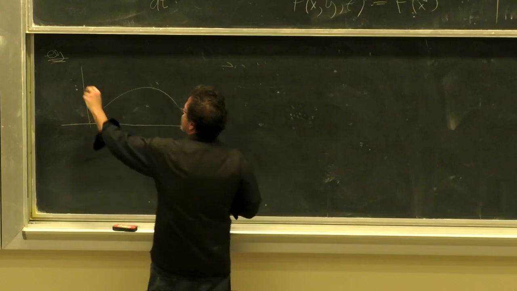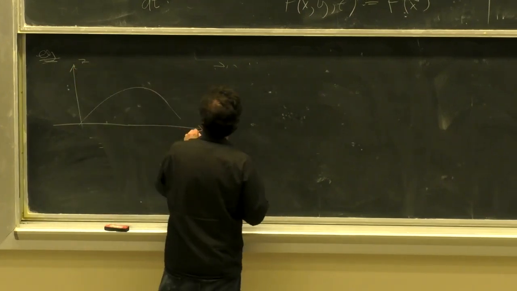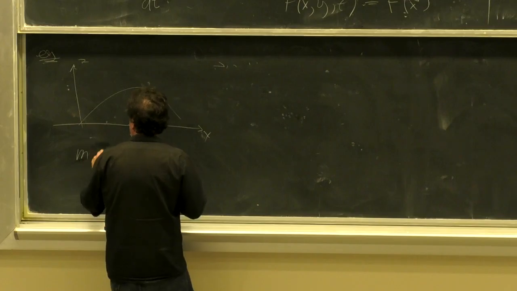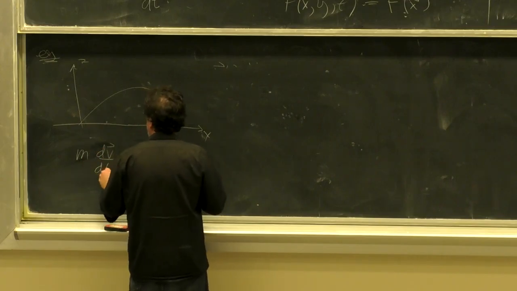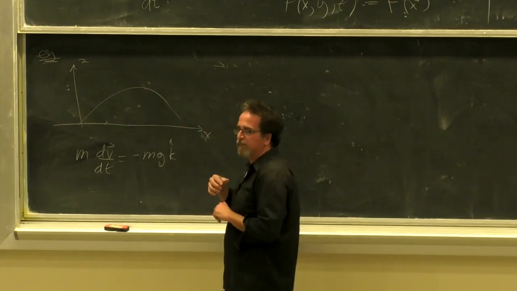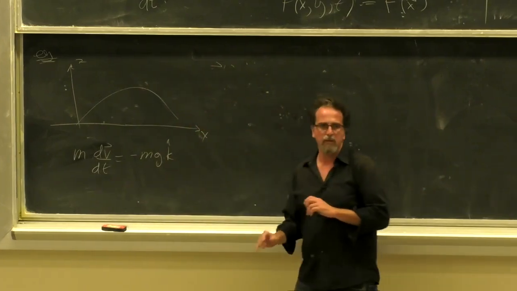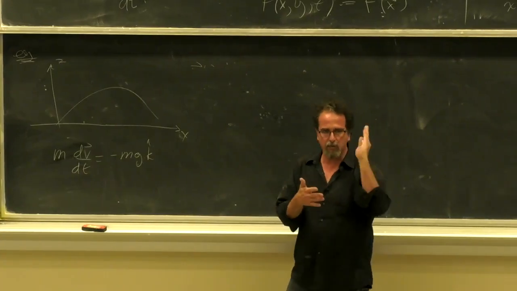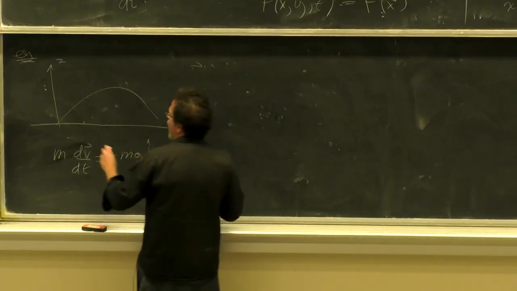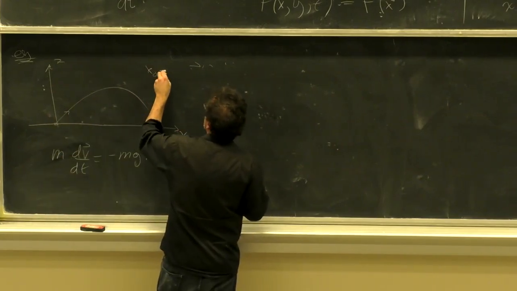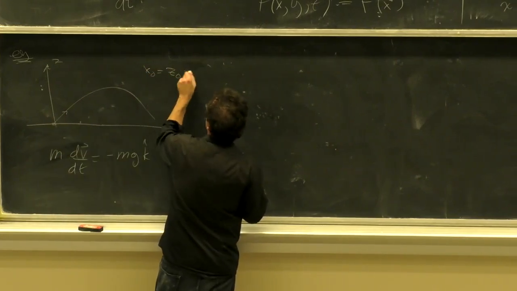So this is going to be z. This is going to be x. I'm going to have m dv dt equal to negative mg k hat. And I'm only going to do this one in 2 dimensions because I've already noted that you could just rotate into the direction that you're launching at. I'm going to start with initial conditions x0 equals z0 equals 0.